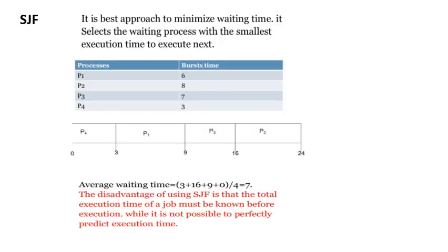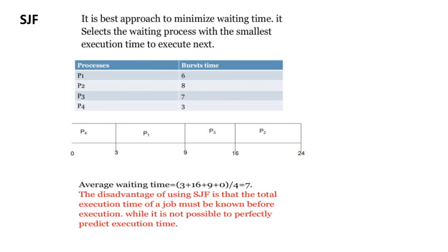So we'll go into the SJF slide. SJF is the shortest job first algorithm, and it is the best approach to minimize the waiting time. Here, the actual time taken by the process is already known to the processor.